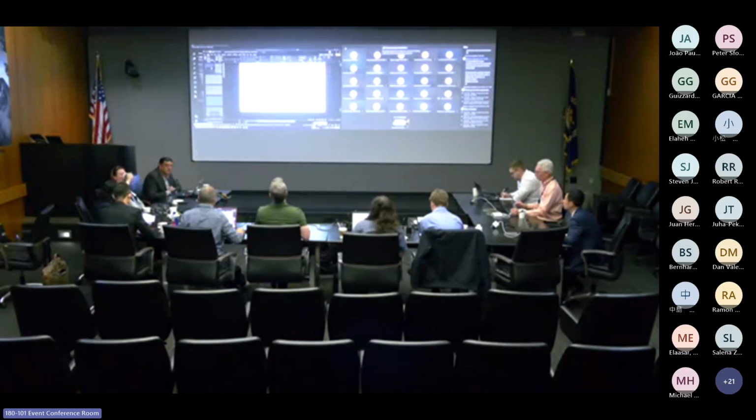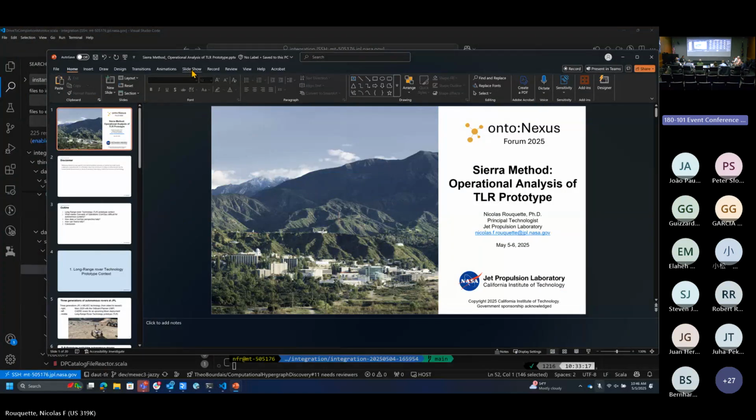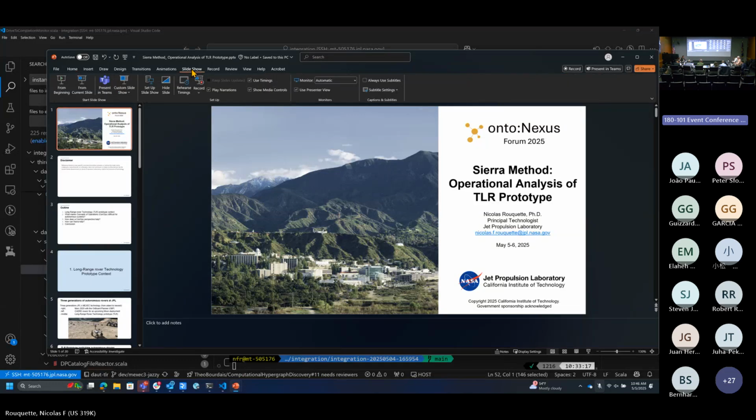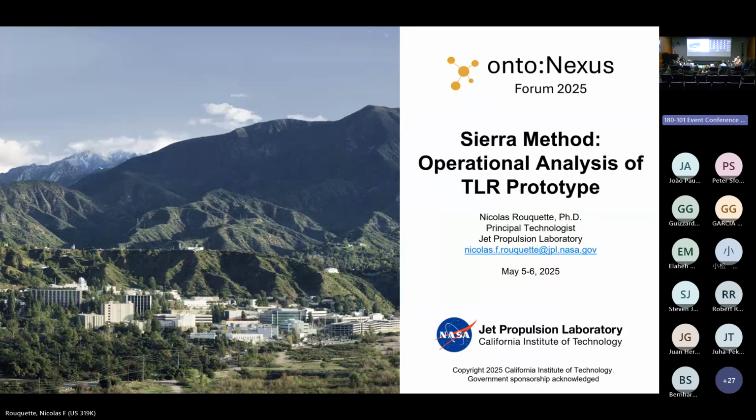Project developing an approach to do autonomy for the rover on the moon. And he has started to use the methodology I just showed you in Obsidian. All right. So Nicolas, take it away.